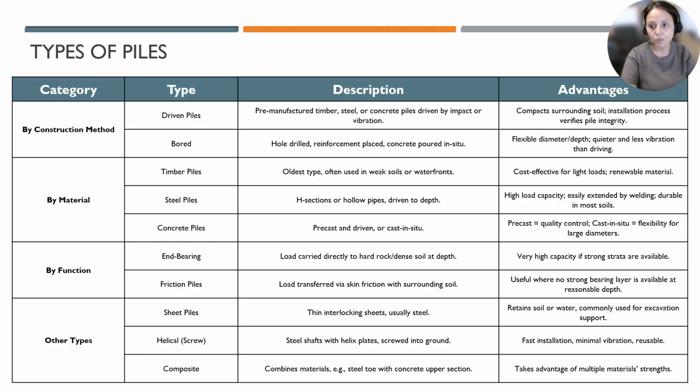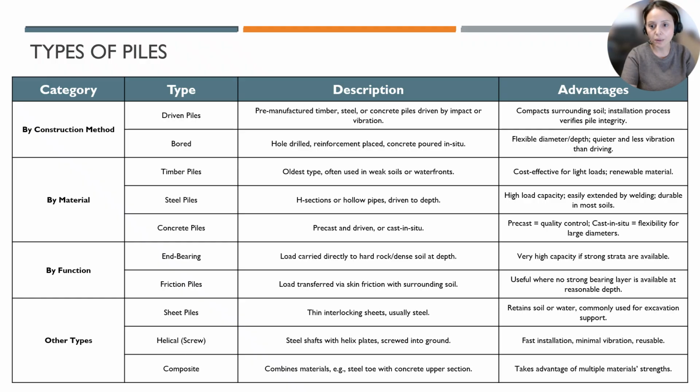By function, we have end bearing piles, which transmit loads straight down to a strong soil or rock layer, and friction piles, which work by developing resistance along the sides of the pile through skin friction with the soil.